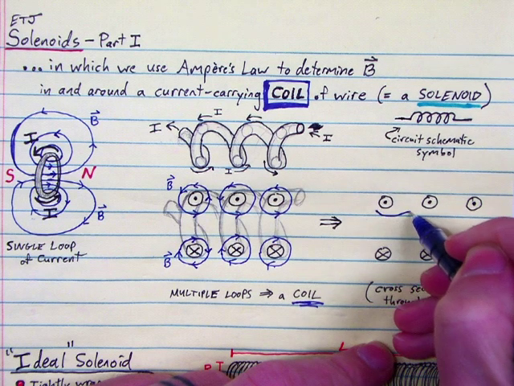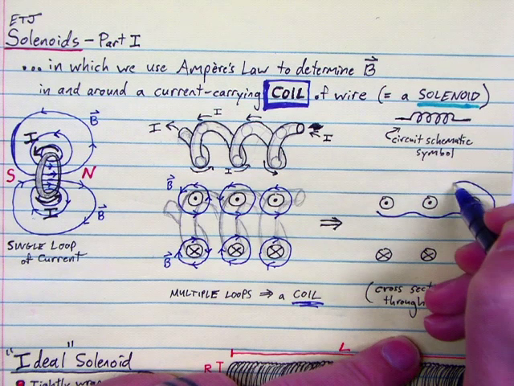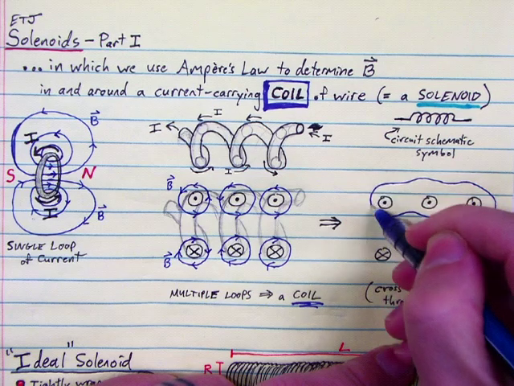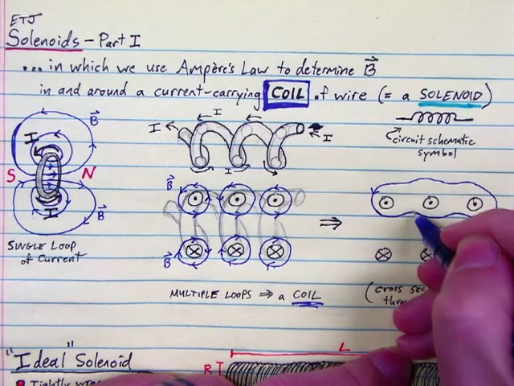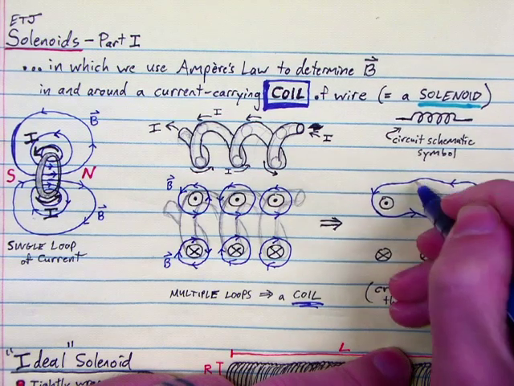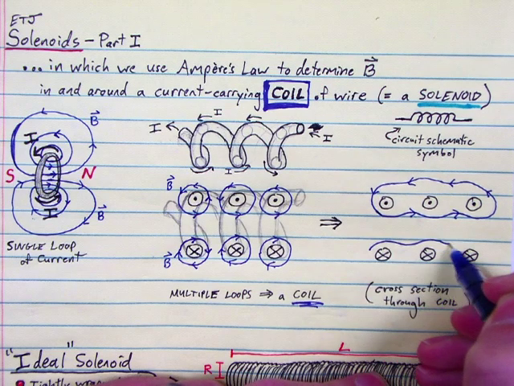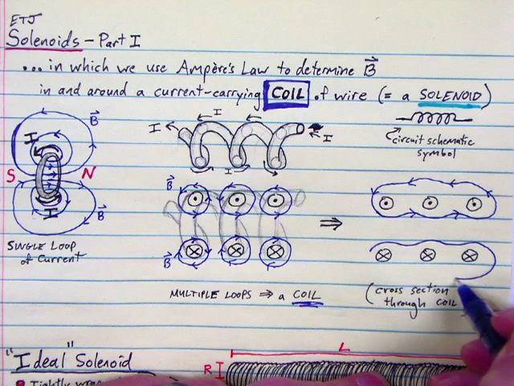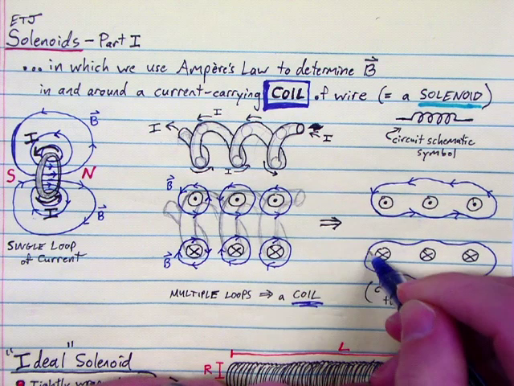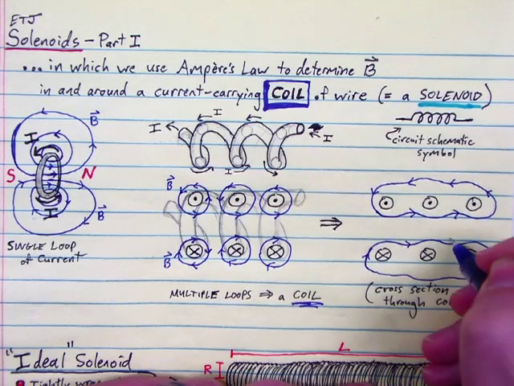B field line sort of wrapping around all of those, circulating counterclockwise. And down here below, something like that, circulating clockwise. This would be our net B field.